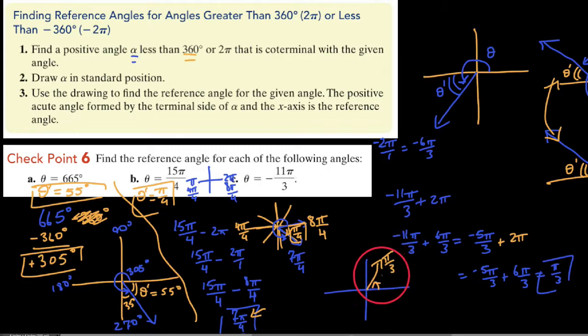The neat thing about this is the angle between the terminal side and the x-axis, the reference angle, is the same thing as the initial angle. So any angle that terminates in the first quadrant, or at least any angle that is acute, will have the same angle as its reference angle. So we say this is pi thirds.